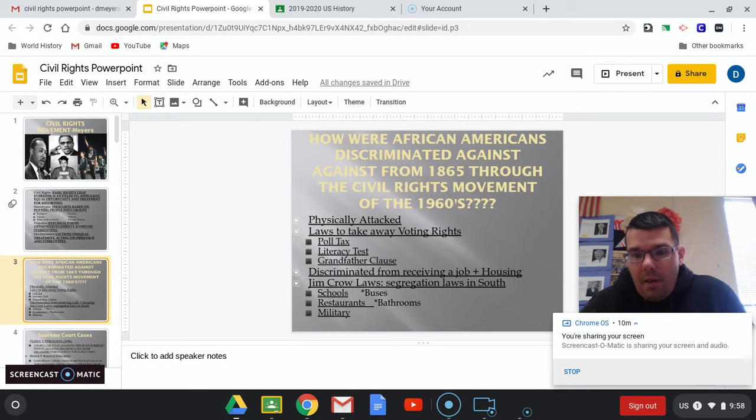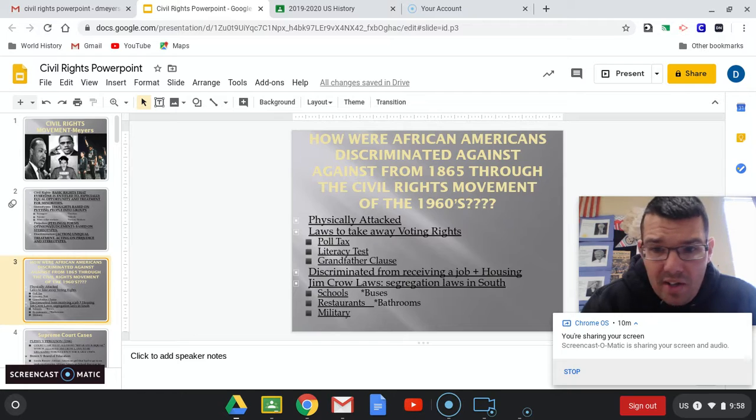Whites would sit in the front part of the bus. African Americans would sit in the back of the bus. Restaurants were segregated. Whites sectioned only. In some restaurants, African Americans weren't allowed to sit in the restaurant. Bathrooms were segregated. We had white and you had black bathrooms. Military was also segregated.